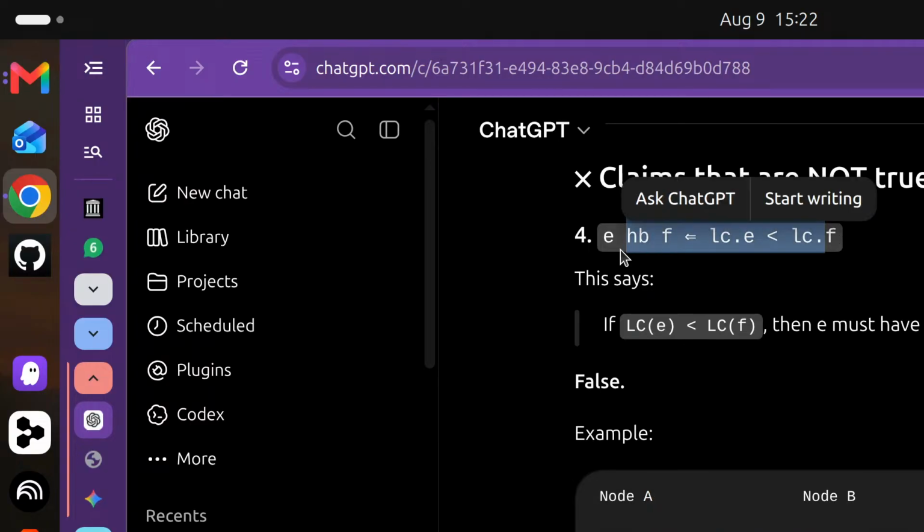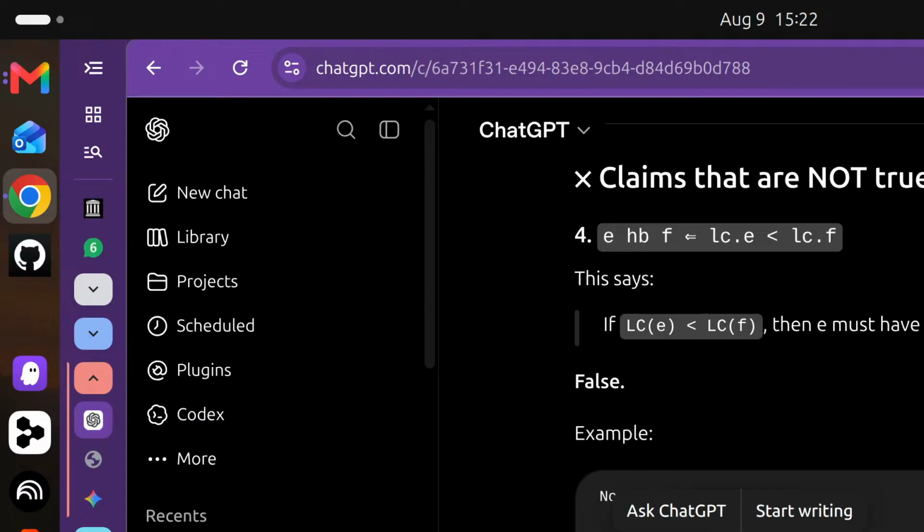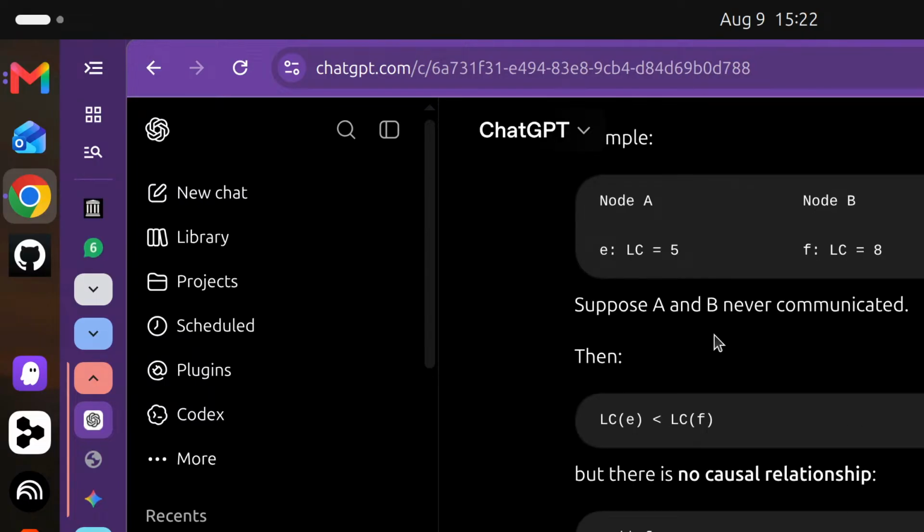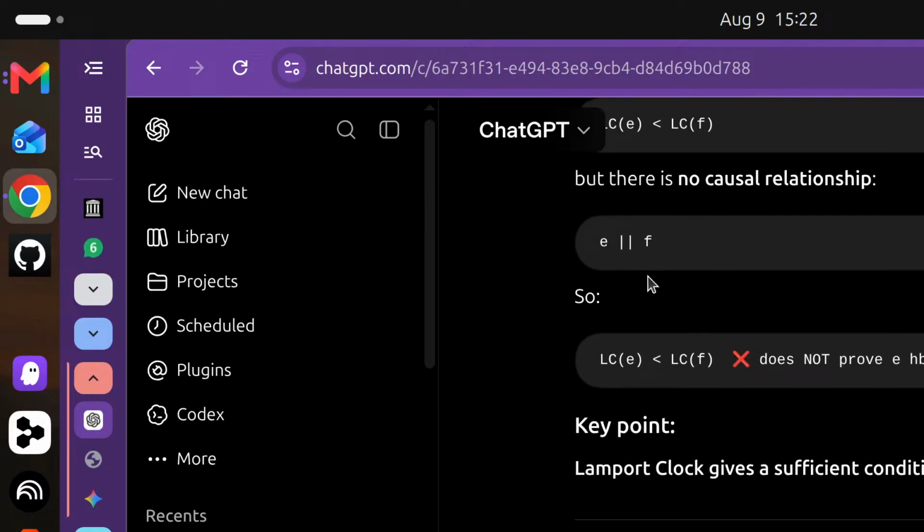This will not imply that, because the logical clock of node A is 5. Suppose E and B never communicated, so it will not say it. Then logical clock of E and logical clock of F, but there is no causal relationship, so they are concurrent. So we keep on. Lamport clock gives a sufficient condition for causality, but not the necessary one.